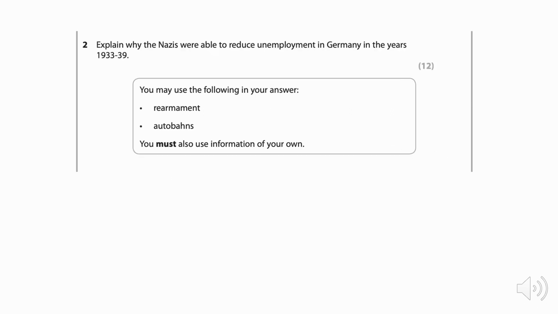Question 2 is one which we've seen quite a few times, the explain why 12-marker, and they will always give you 2 stimulus points. I would use the ones that they're giving you here, and then you need to come up with your own argument as well. This one is explain why the Nazis were able to reduce unemployment in Germany in the years 1933 to 39, and it's giving you some options there to talk about.